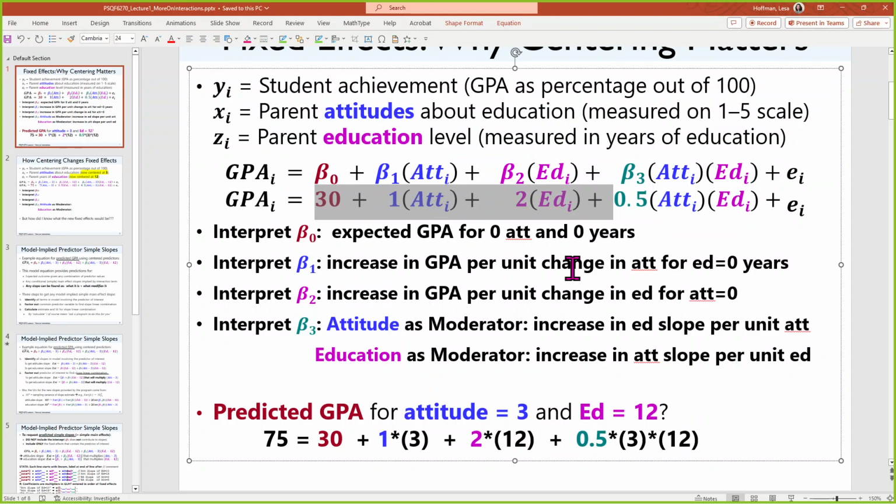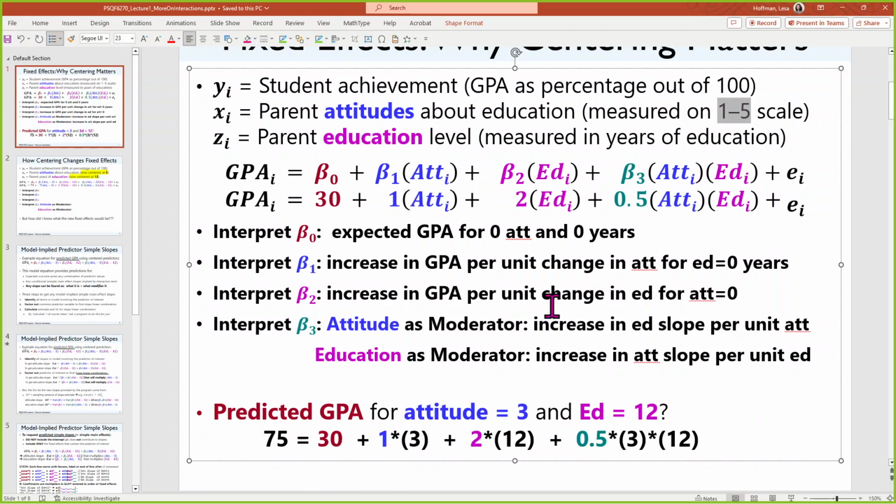Because the model still predicts the expected outcome for any kind of person, and it still predicts the expected slopes for any level of the moderator. So I can use this equation and fill in better values, for instance. What if I have somebody who has a 3 on attitudes, so mid-range in terms of importance, and a high school education, 12 years of education? Then I plug in the coefficients multiplied by the values of the predictors that I want here, and I come up with a predicted GPA of 75.